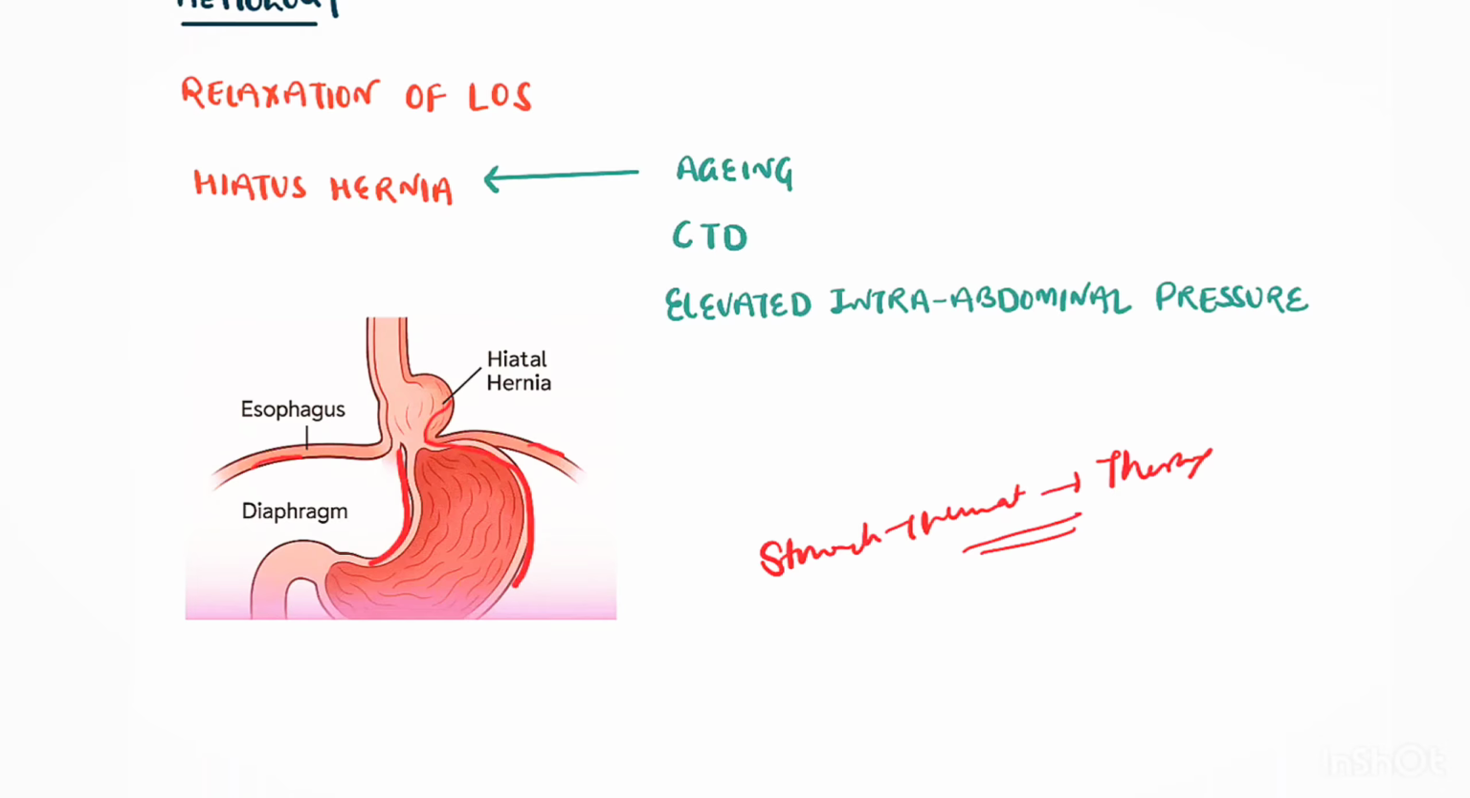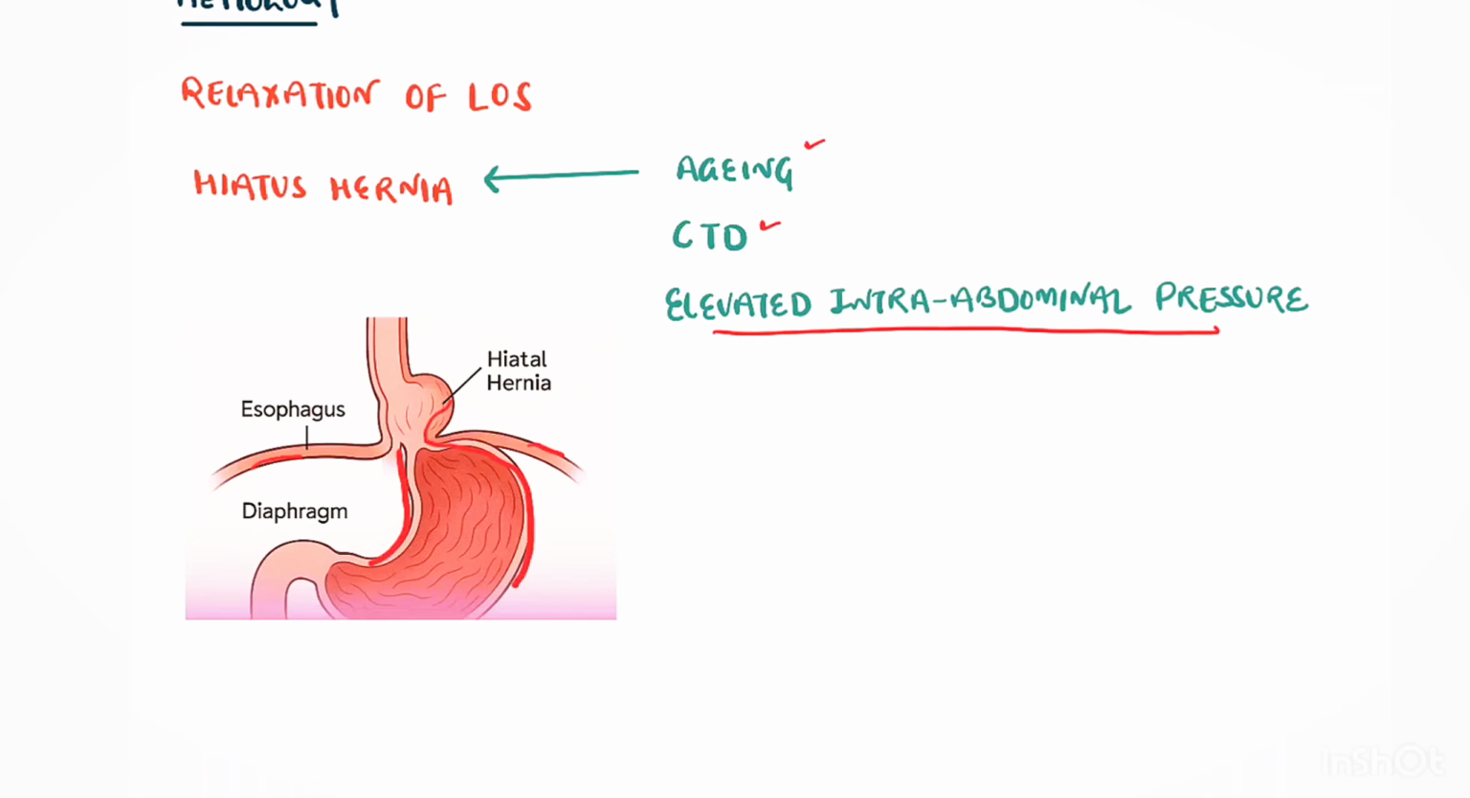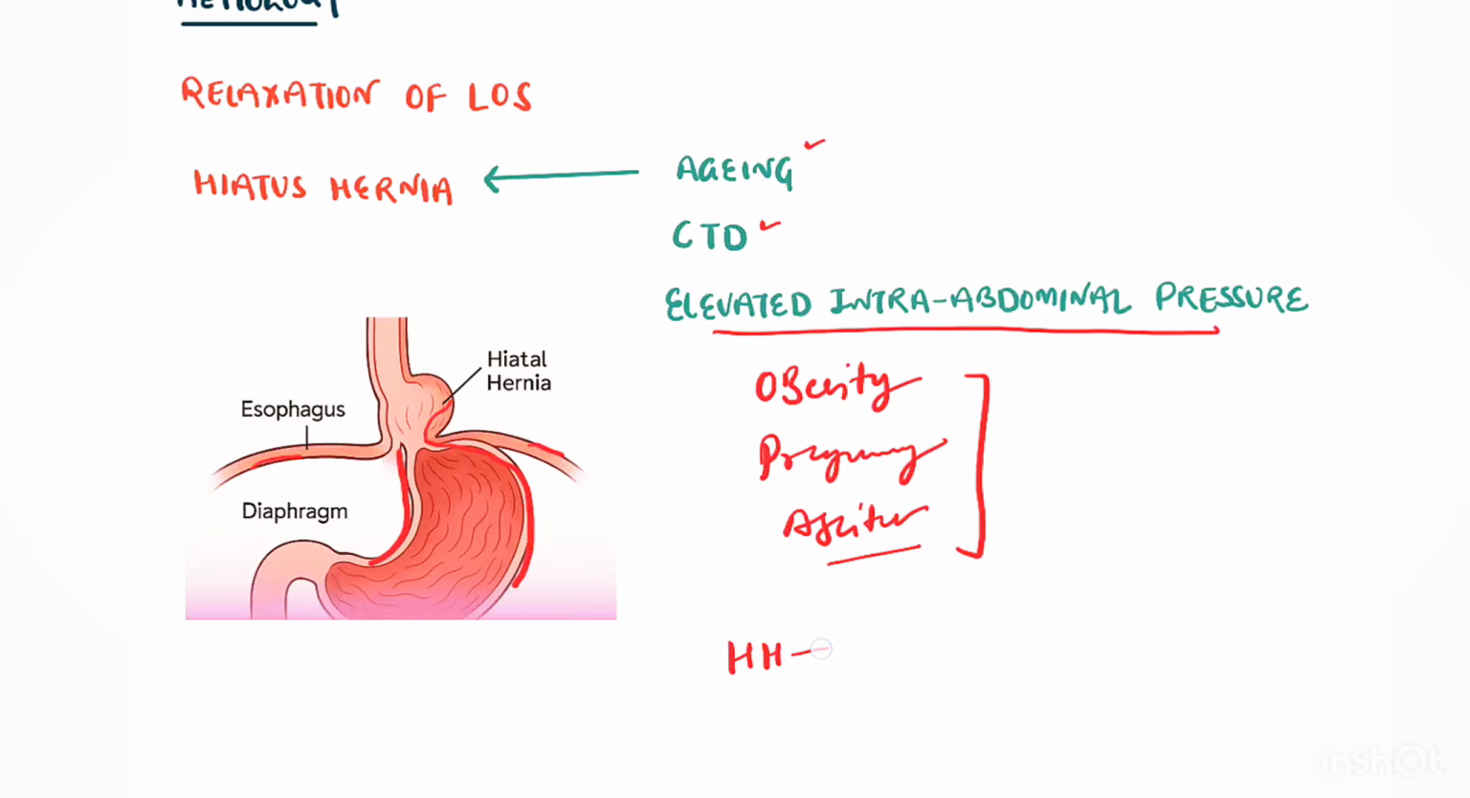Now what are the causes of hiatus hernia? Aging can be one cause, connective tissue disorders, or elevated intra-abdominal pressure. So what causes the elevated intra-abdominal pressure? Here, like obesity, pregnancy, ascites. All these things cause elevated intra-abdominal pressure, which in turn causes hiatus hernia and which is responsible for GERD. So hiatus hernia can be a risk factor for GERD. This is the one thing.